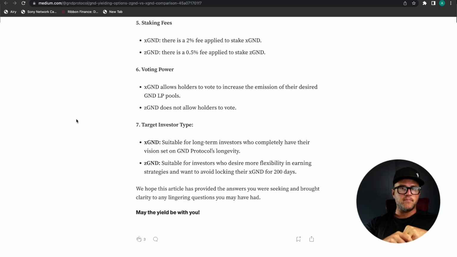Now, as far as voting power goes, guys, xGND has voting power in the LPs, whereas zGND does not have voting power for the LPs. And the target investor, like I mentioned before: xGND is suitable for long-term investors who completely have their vision set on the GND protocol's longevity, whereas zGND is suitable for investors who desire more flexibility.